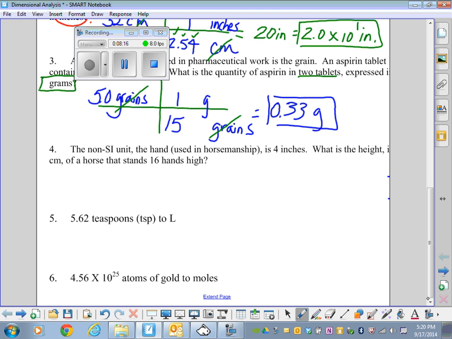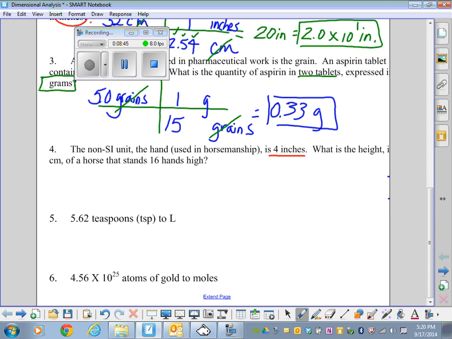Alrighty, we're going to go on down to another non-SI unit. SI refers to Scientific International. These are units of measurement that are used throughout the world. Scientists find it extremely helpful because they can communicate their quantitative data internationally, which is very important.